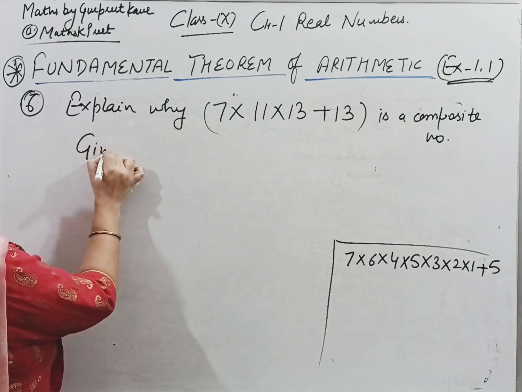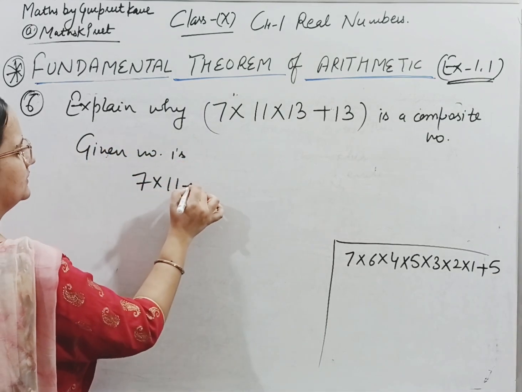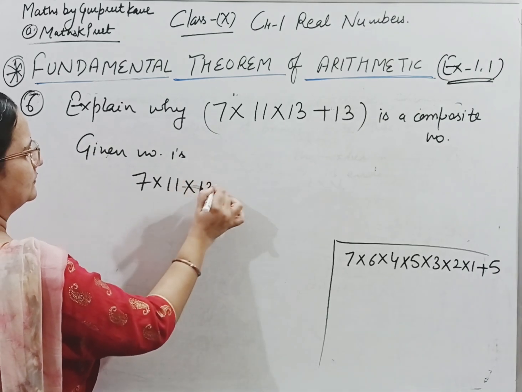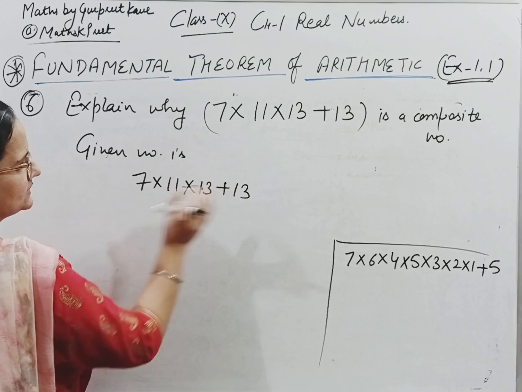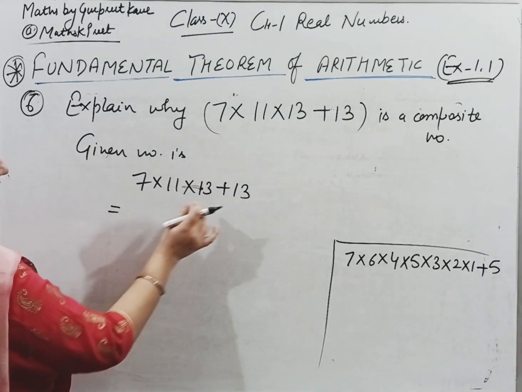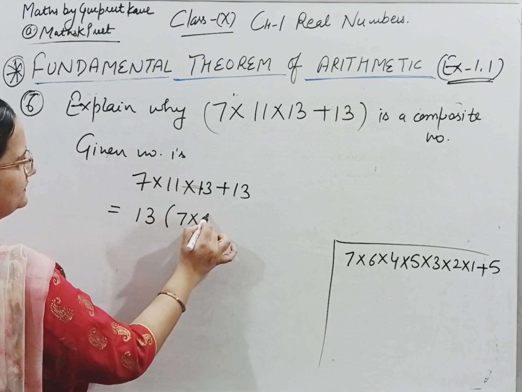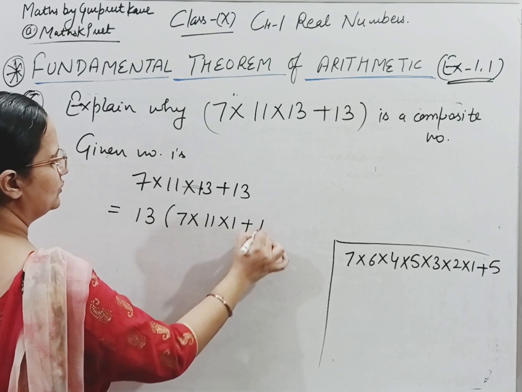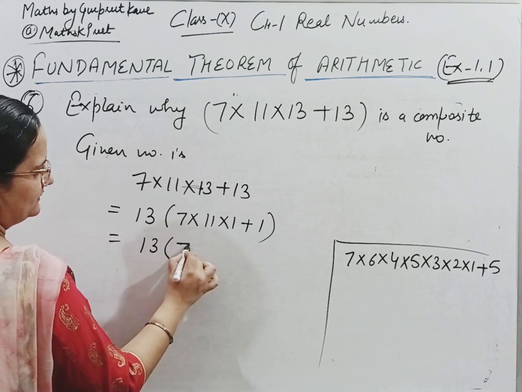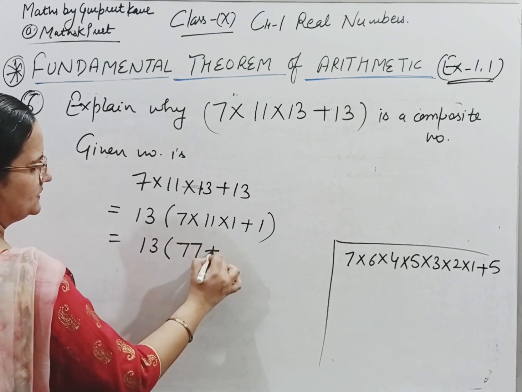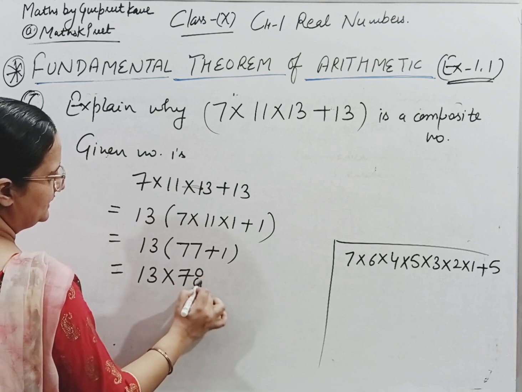So the given number is, write the number. This is the given number. So this is a multiplication, then plus, then 13 we have. So we can take this 13 out from this addition. So we are left with 7 into 11 into 1 plus 1 here. So this can be written as 7 into 11 is 77. This is plus 1. So I am getting 13 into 78.